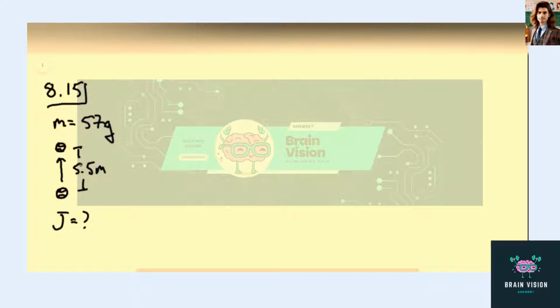Now, whenever I see a problem that involves some sort of object moving up and down in the air, and you want to figure out something about it, the first thing I think of is using the conservation of energy. Because the gravitational potential energy at the end point here, 5.5 meters in the air, is going to be equal to the kinetic energy right after the ball leaves the racket.